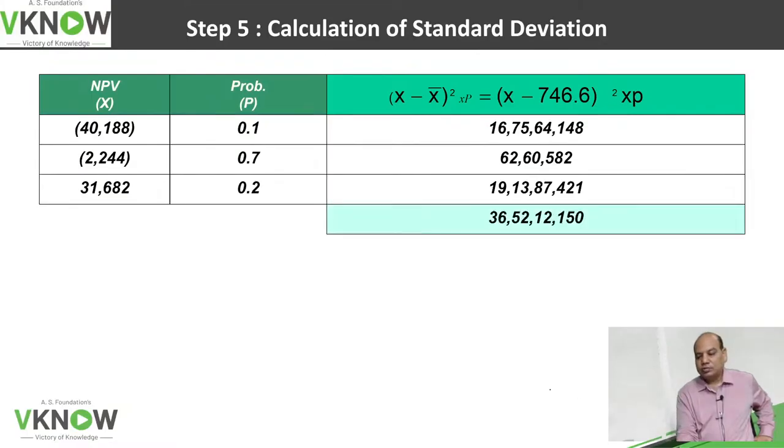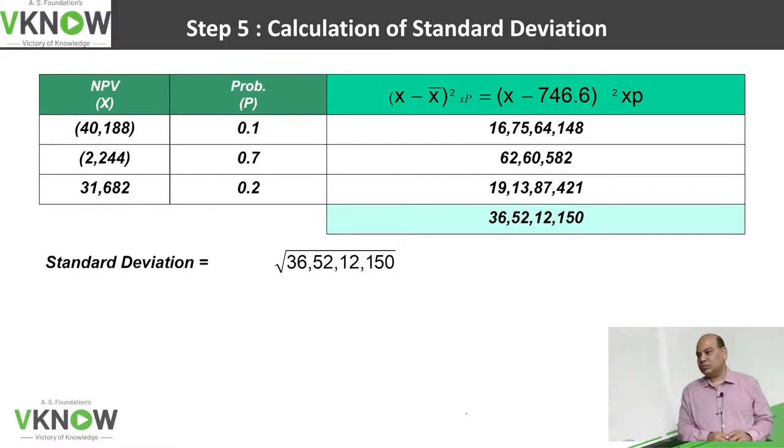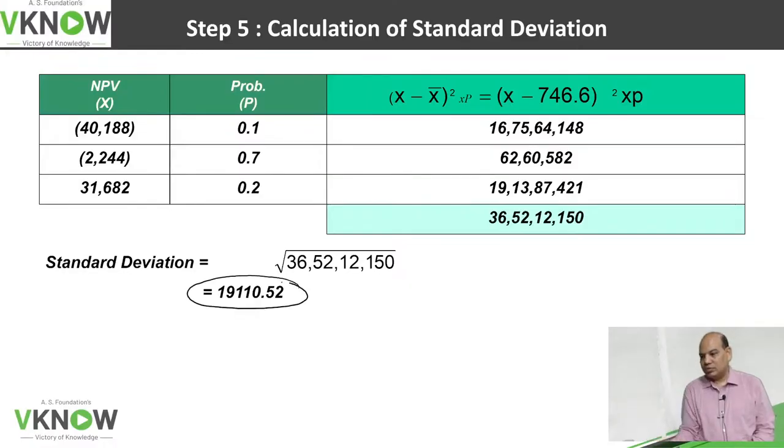Memory plus, then memory recall. Total is 36 crore 52 lakh 12,150. Standard deviation, take the square root of this number and check the answer. If it is right, please confirm. 19110.52. Is it right? Okay.